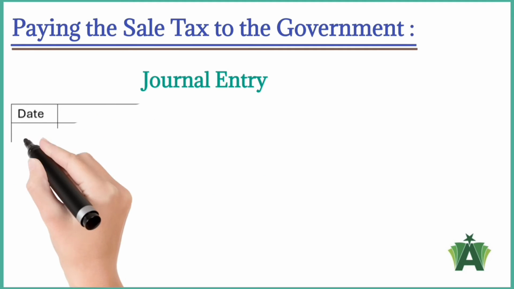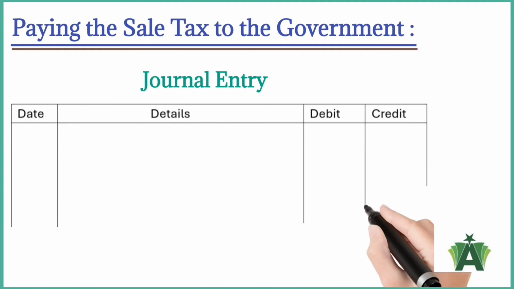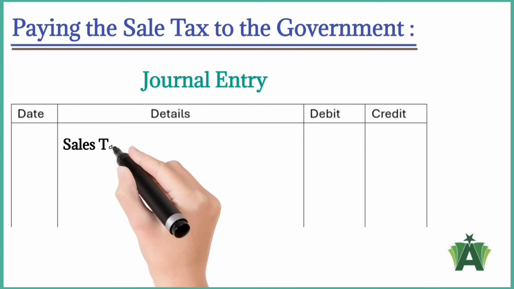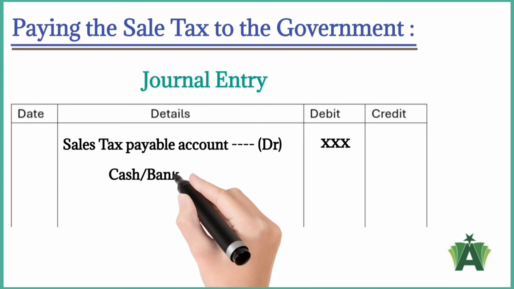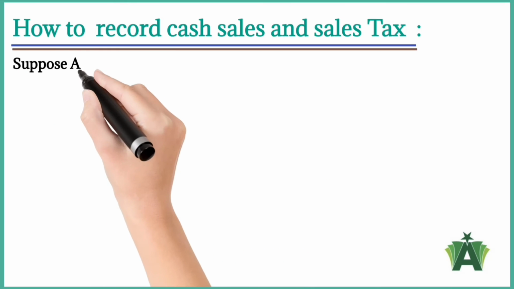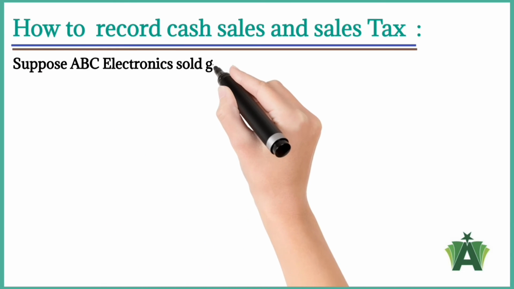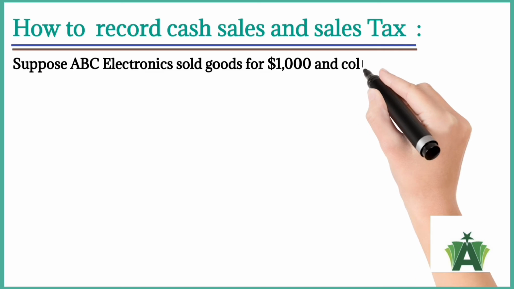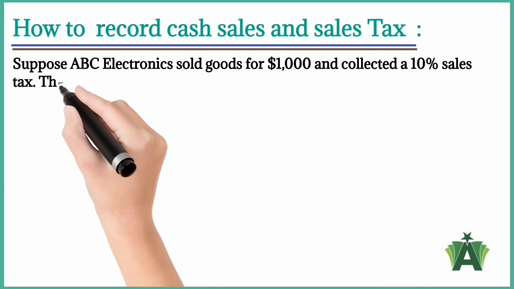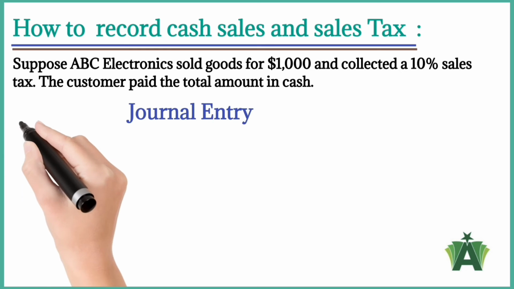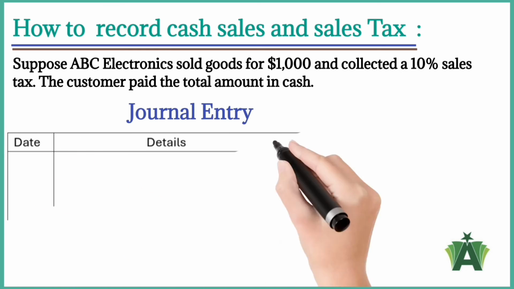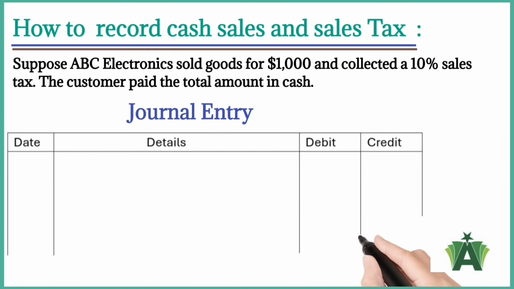Accounting entry for paying sales tax. When you remit the collected sales tax to the government, you reduce your sales tax payable liability and record the cash outflow. Suppose ABC Electronics sold goods for $1,000 and collected a 10% sales tax. The customer paid the total amount of $1,100 in cash. Below is the breakdown of the journal entry with explanations for each account movement.